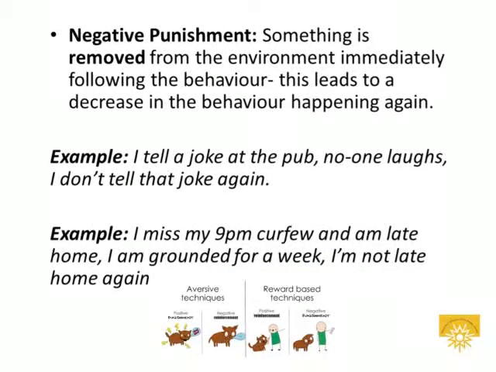The other type of punishment we talk about is negative punishment. This is when something is removed from the environment immediately following the behaviour and will lead to a decrease in the behaviour happening again. An example might be I tell a joke at the pub, no one laughs, I don't tell a joke again. The fact that my joke is not met with the laughter I was hoping for, it's met with silence or the removal of attention, means that the joke itself was punished. I'm not going to do it again.